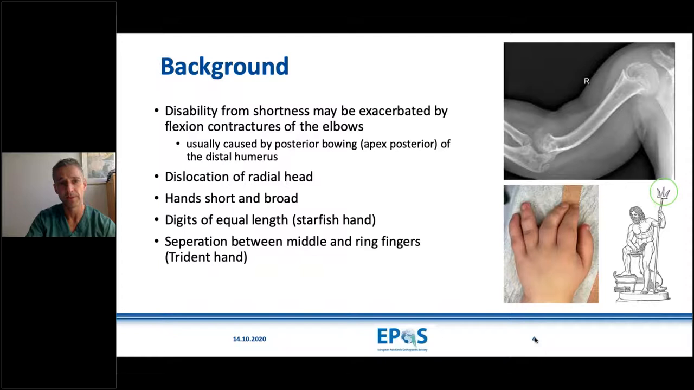caused by posterior bowing, which means the apex is posteriorly, of the distal humerus. Many of the patients have a dislocation of the radial head. The hands are short and broad, and the digits are of equal length. That's why the hand is called a starfish hand and there is a typical separation between the middle and ring fingers. That's why it's called a trident hand.